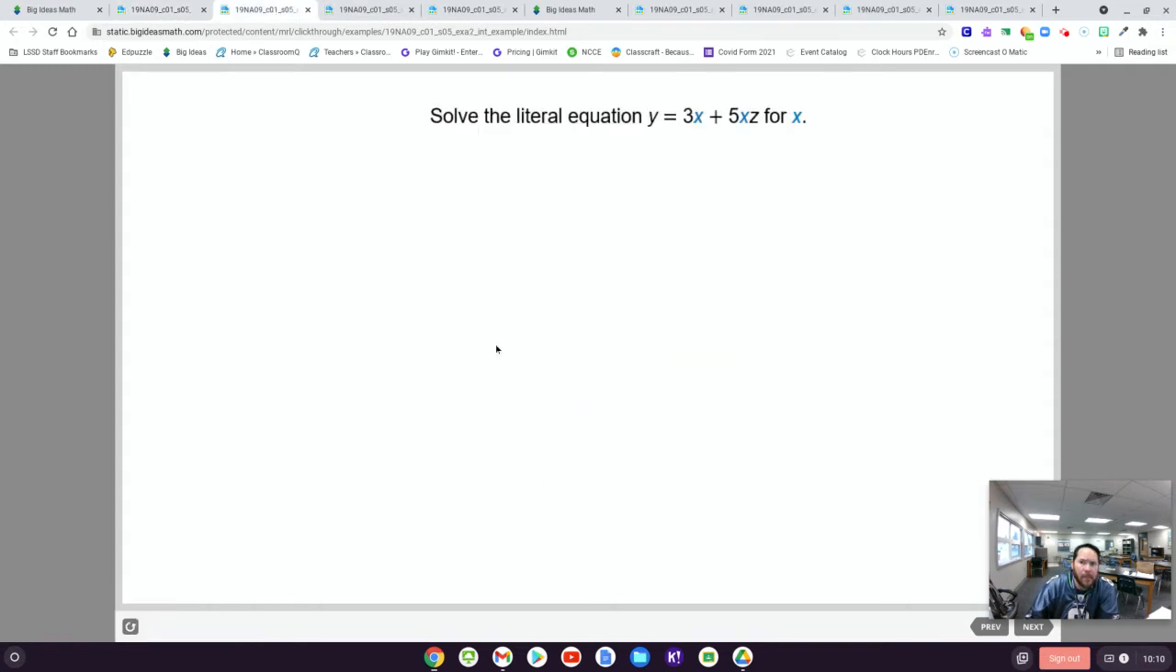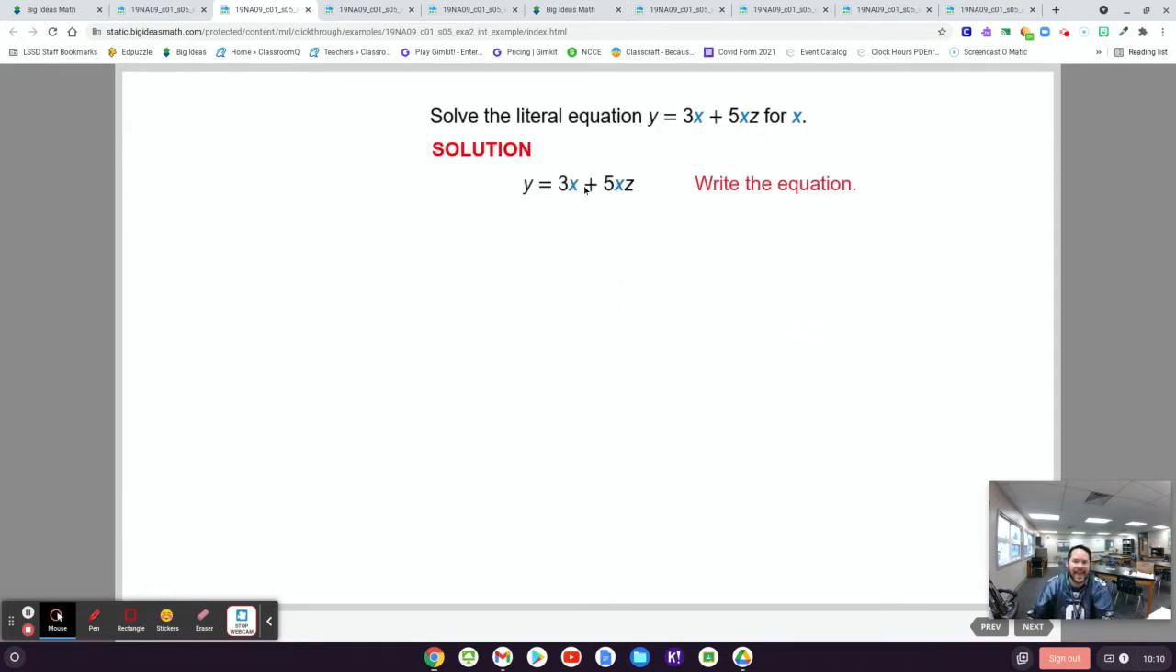Okay, so moving on. Solve this literal equation, y equals 3x plus 5xz for x. So in this case, you're trying to get x by itself, so that's why they've highlighted it. And all this other stuff's going to have to go away. Now, I don't think because of COVID you guys had much time to do what's called factoring. So hopefully you remember the distributive property. Anytime you have a couple of x's and you need to isolate, you're going to undistribute. That's also called factoring.